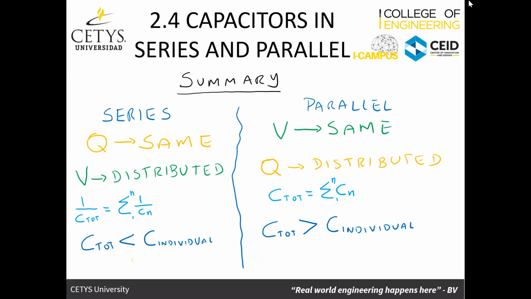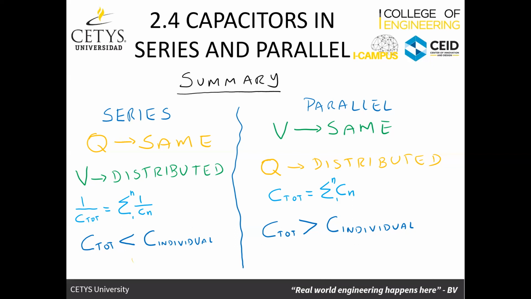And so in the case of a series connection, the charge is going to be the same, okay. The voltage is going to be distributed between the elements. The total capacitance is going to be the sum. The reciprocal of the total capacitance is going to be the sum of the reciprocals, okay? Or the inverse of the capacitance is going to be the sum of the inverse of each of the capacitance elements. The total capacitance is going to be smaller than the individual capacitance.